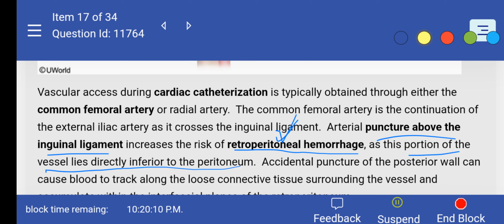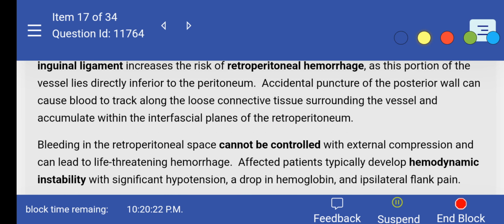Accidental puncture of the posterior wall can cause blood to track along the loose connective tissue surrounding the vessel and accumulate within the fascial planes of the retroperitoneum. Bleeding in the retroperitoneal space cannot be controlled with external compression and can lead to life-threatening hemorrhage. Affected patients typically develop hemodynamic instability with significant hypotension, drop in hemoglobin, and flank pain. This is important, right?